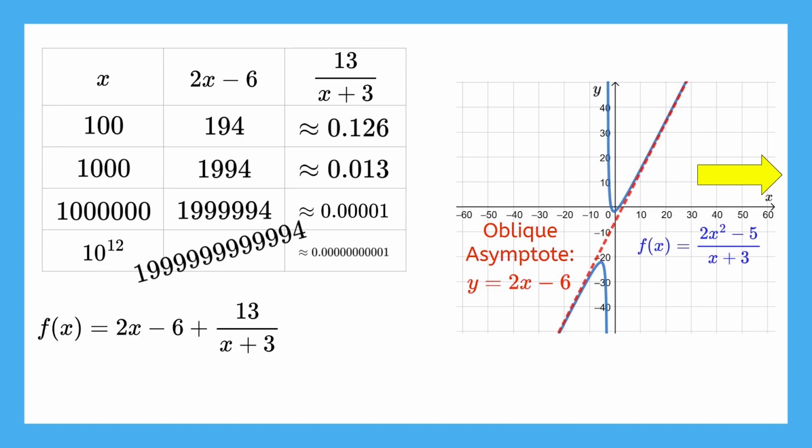But this part, no matter how small, would never go all the way down to 0. The function would still be 2x minus 6 plus a teeny tiny number. That's why it's an asymptote that the function never quite reaches. A similar situation happens when we make x more and more negative, which is why it's an asymptote in the negative direction on the graph as well.